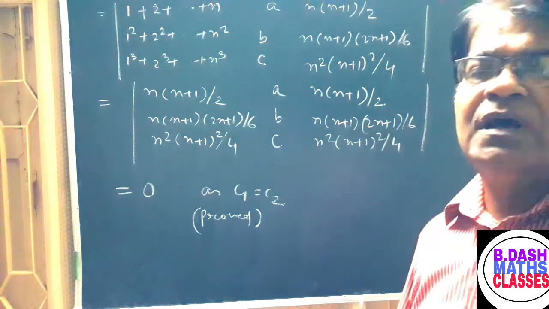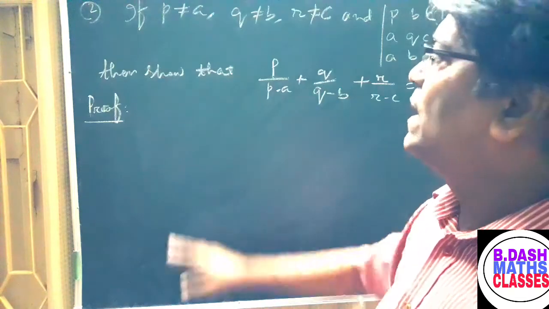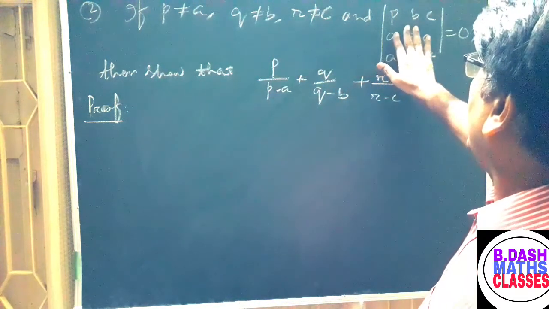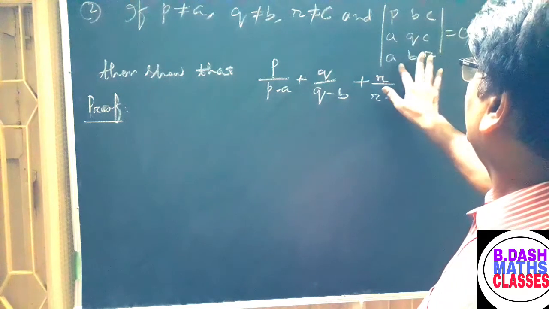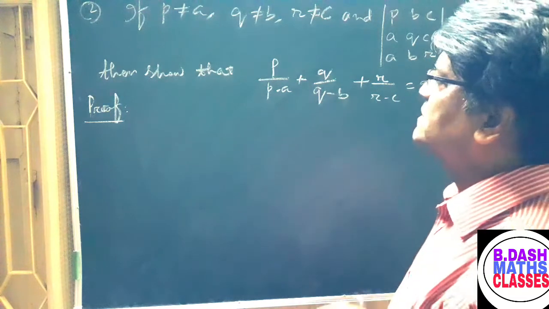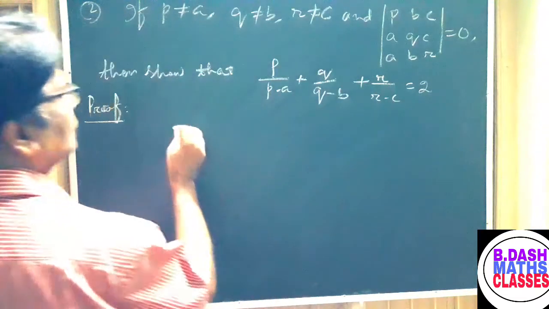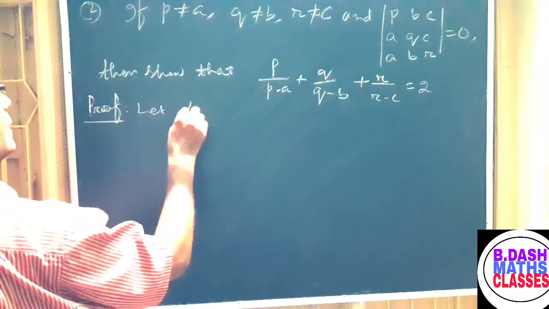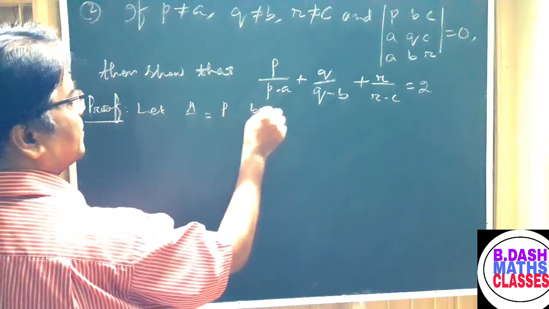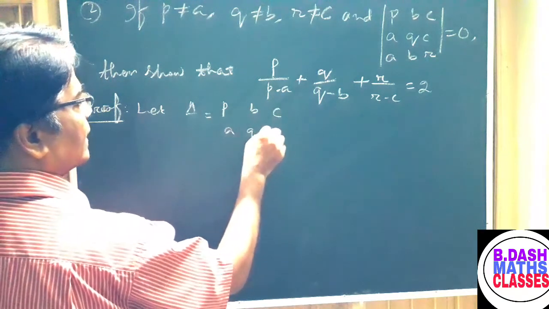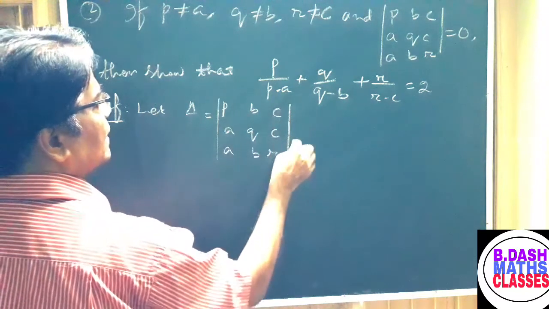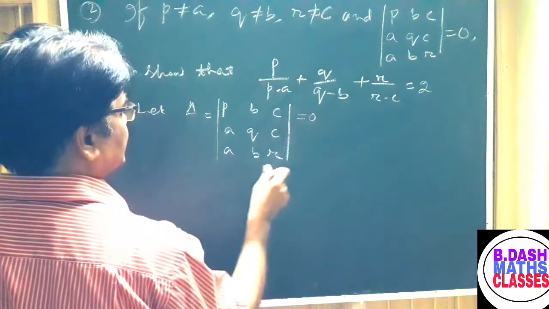Let us proceed to solve the second problem. Here p is not equal to a, q is not equal to b, r is not equal to c, and the determinant p, b, c; a, q, c; a, b, r is equal to 0. We have to show that this is equal to 2. Let Δ be the determinant p, b, c; a, q, c; a, b, r, which is equal to 0.